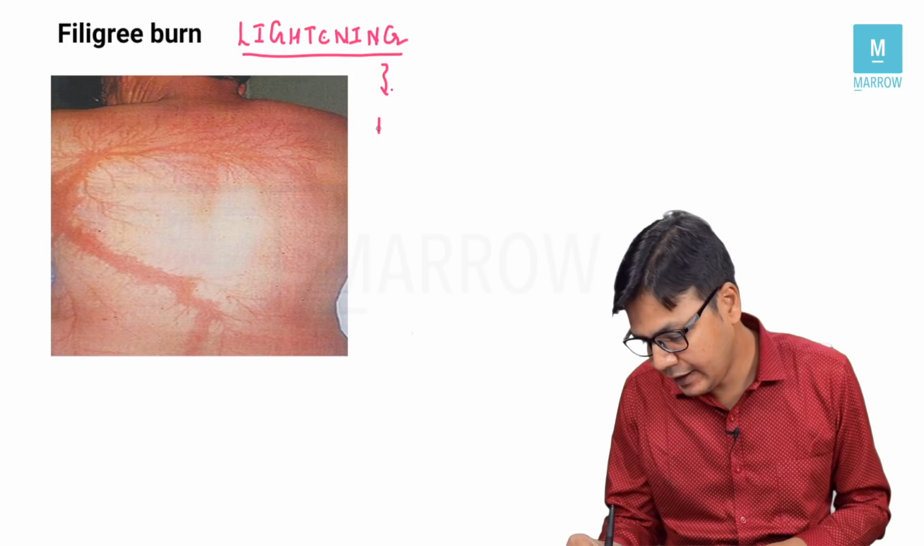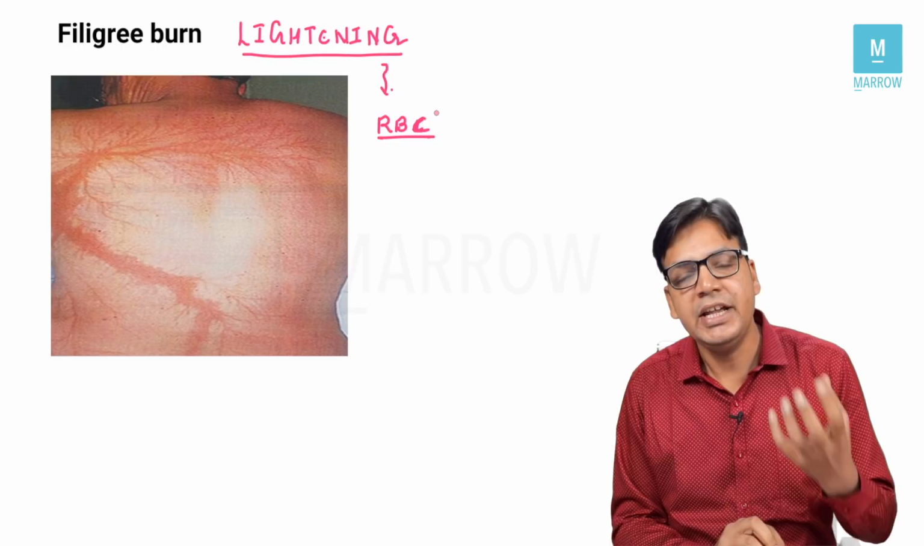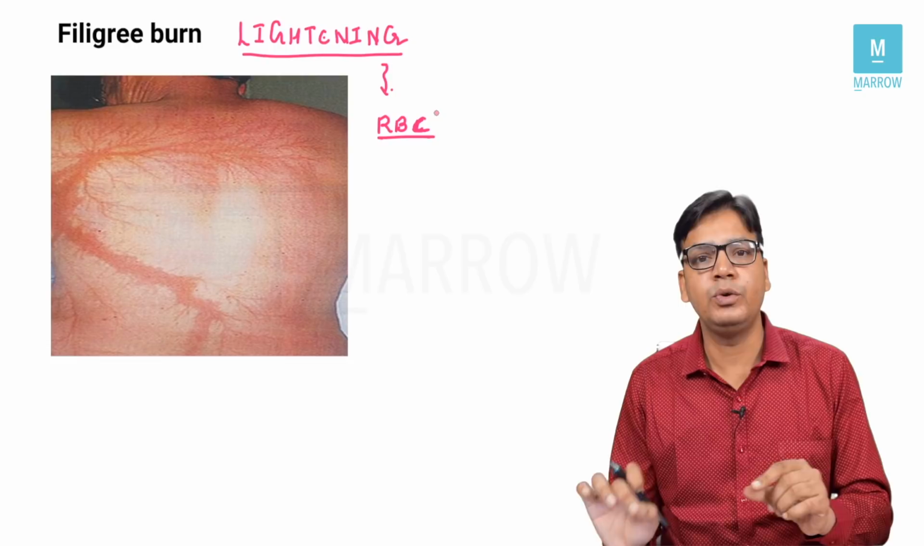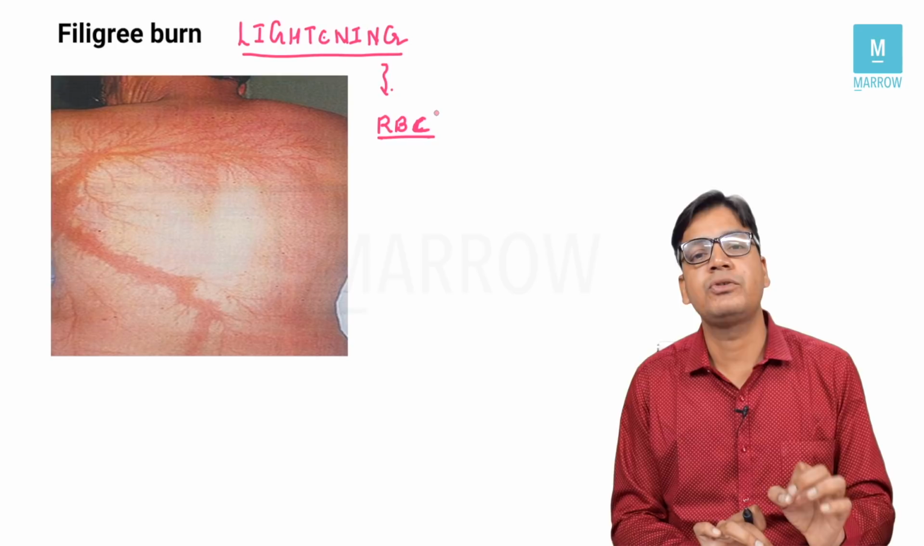These are superficial ones. Because of denaturation of the erythrocyte, we can see filigree burn. And doctor, these do not correspond to the vascular channel. This is another important part. Filigree burns do not correspond to the vascular channel. Vessels ke channel ke correspond nahi karte. That is another very, very important MCQ.